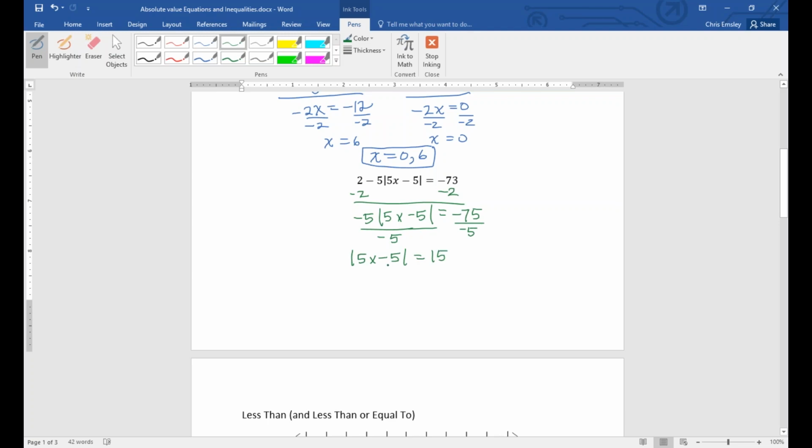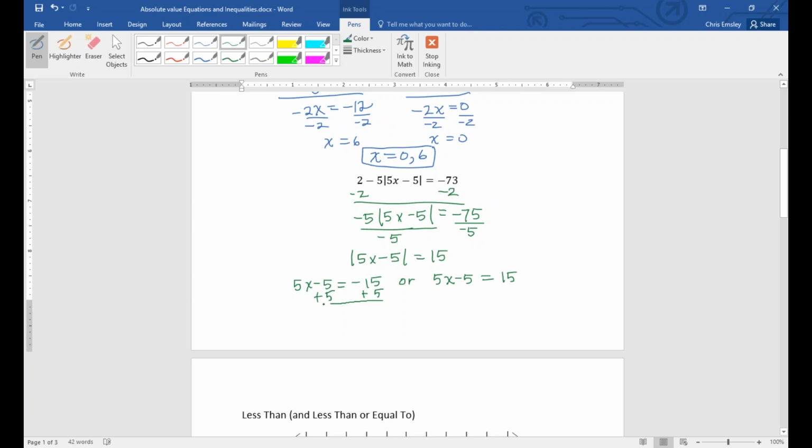Now the absolute value part is by itself, so we're ready to rewrite without those absolute value symbols. Same as the first example, take whatever's inside the absolute value, don't change it at all. Set it equal to -15. And then take whatever's in the absolute value symbols again, set it equal to +15. Here are our two quick equations to solve.